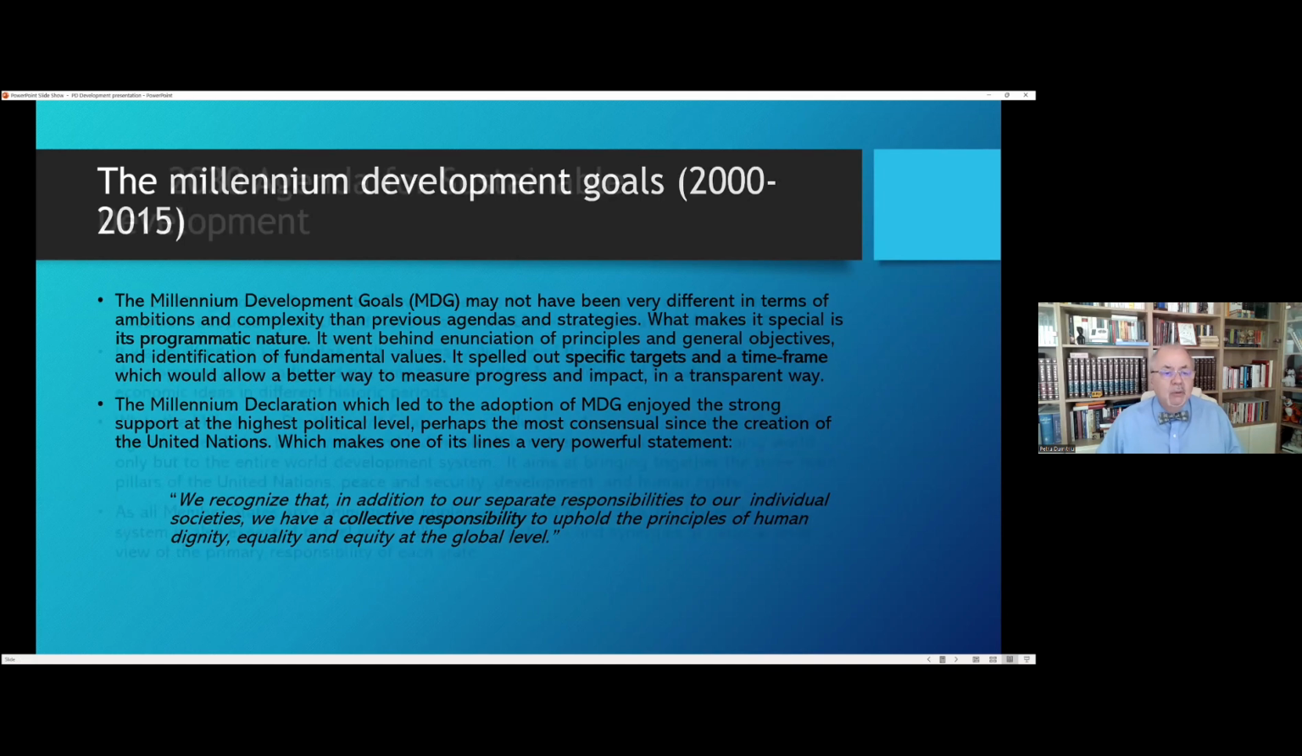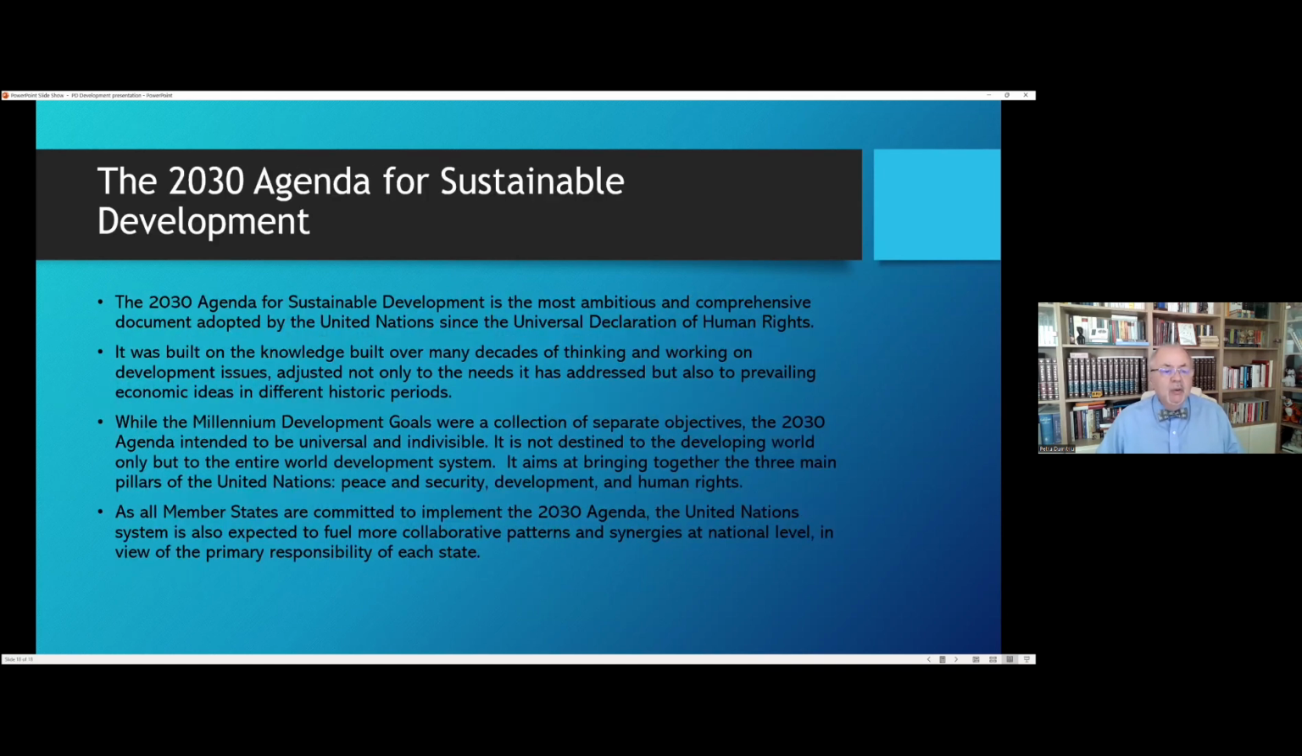And then we come to the last point, which is the Agenda for Sustainable Development, which in my opinion is the most ambitious and comprehensive document adopted by the United Nations since the Universal Declaration of Human Rights. But I guess, in view of the topicality of the agenda and in view of your interest, most of you are experts already in that agenda. I just wanted to say that there is a long story between the first notion of economics in the United Nations in the 50s and what we have now on the floor.